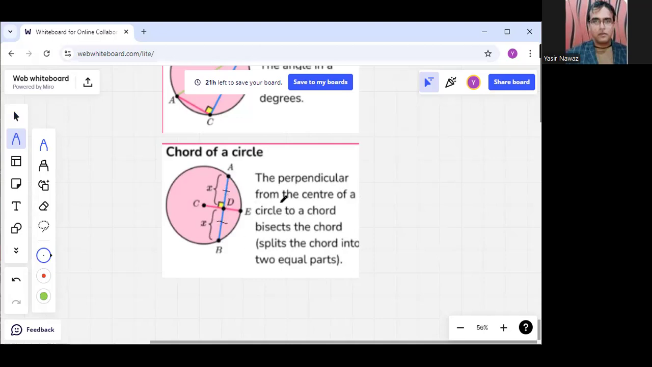The perpendicular from the center of a circle to a chord, meaning it makes a 90-degree angle, bisects the chord. Bisect means that both lengths are equal. AD is equal to DB. It splits the chord into two equal parts.